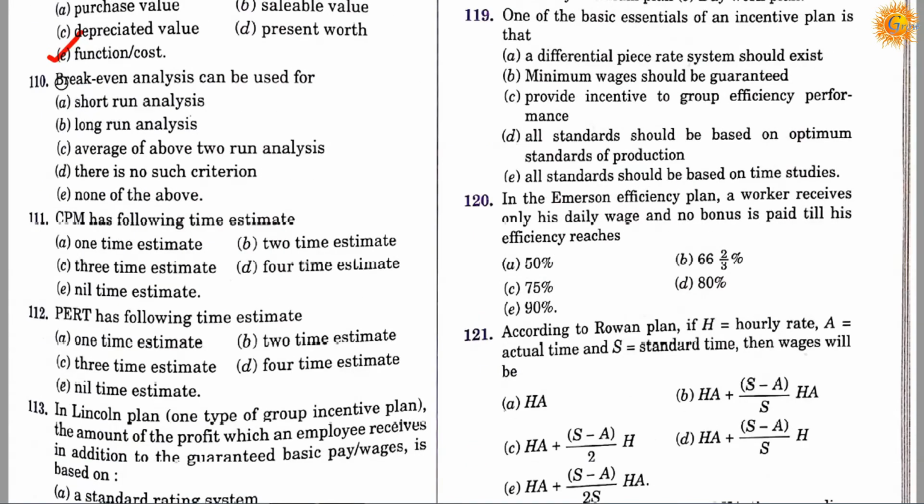Question number 110. Break-even analysis can be used for option A, short run analysis, option B is long run analysis, option C is average of both run analysis, and option D is there is no such criteria, and option E is none of the above. Correct answer is A. It means break-even analysis can be used for short run analysis.